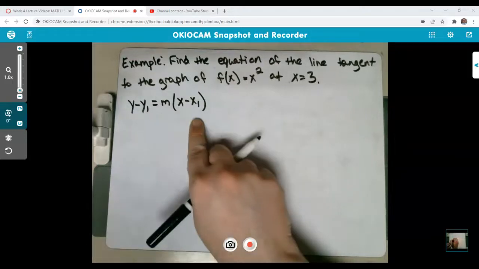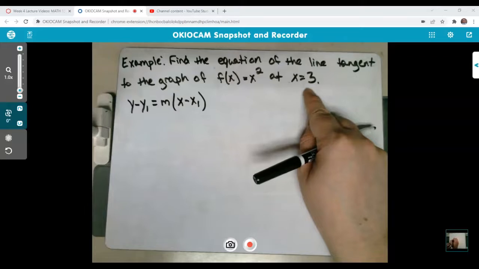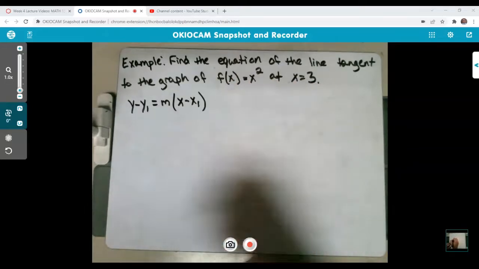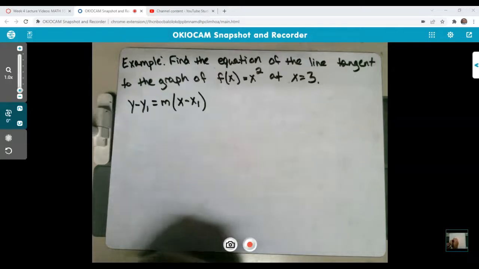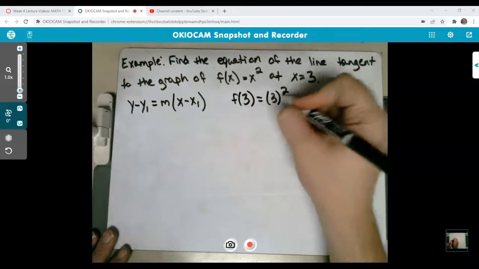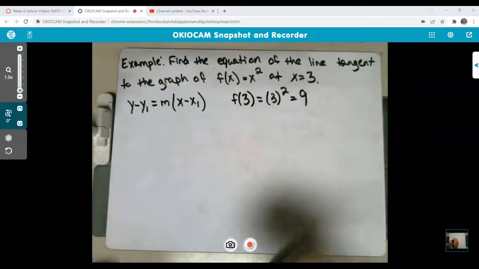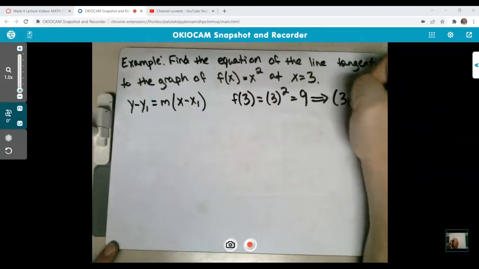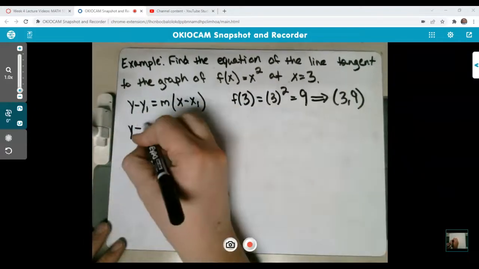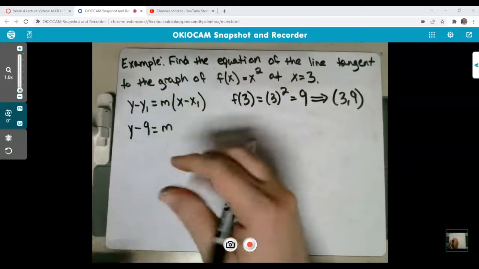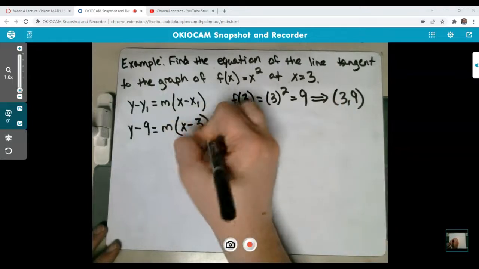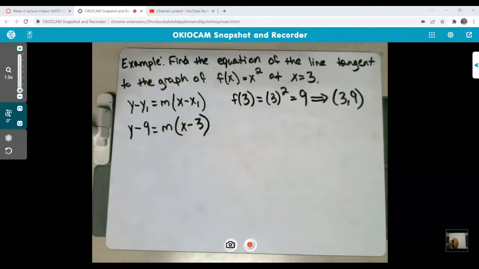Well, I can find a point because I want it at x is equal to 3. So I can plug 3 into the equation and it will give me my first point. So f of 3 is going to give me a point. So that's 3 squared. 3 squared is equal to 9. So I know I have the point (3, 9). So I can start there. y minus the y I know is 9 is equal to my slope, which I don't have yet, times x minus the x I know is 3. So now I need to find my slope.